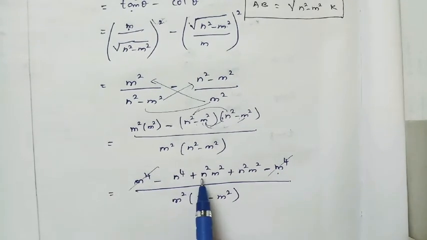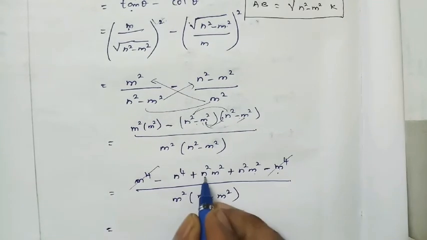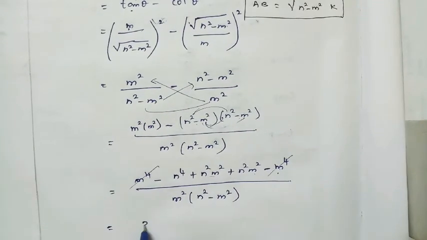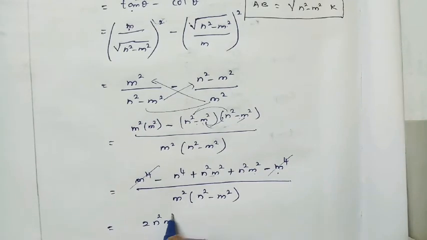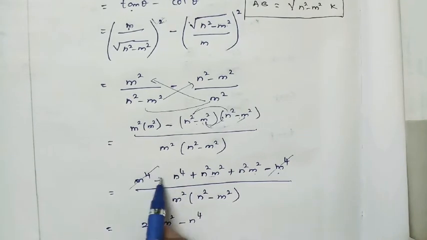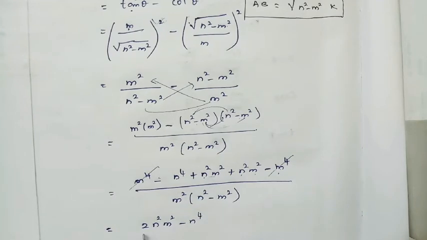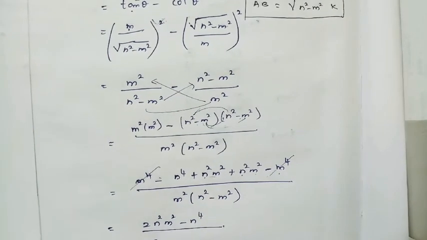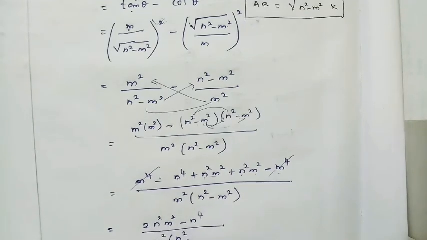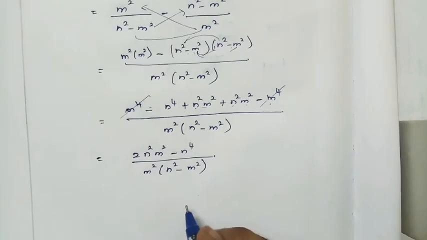Here we see that n square m square and n square m square are like terms, so we can add them. n square m square plus n square m square is 2 n square m square. Minus n power 4, and n power 4 stays. So we have 2 n square m square minus n power 4, divided by m square into n square minus m square, writing the denominator as it is.